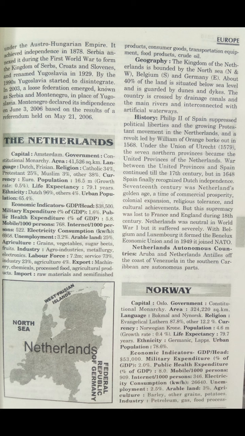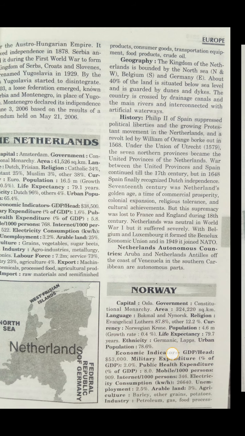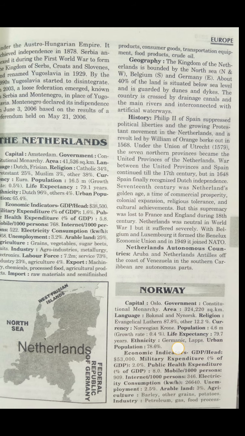The 17th century was Netherlands' golden age, a time of commercial prosperity, colonial expansion, religious tolerance, and cultural achievements. But this supremacy was lost to France and England during the 18th century. Netherlands was neutral in World War I, but it suffered severely. With Belgium and Luxembourg, it formed the Benelux Economic Union, and in 1949 it joined NATO. Netherlands autonomous countries: Aruba and Netherlands Antilles off the coast of Venezuela in the southern Caribbean are autonomous parts.